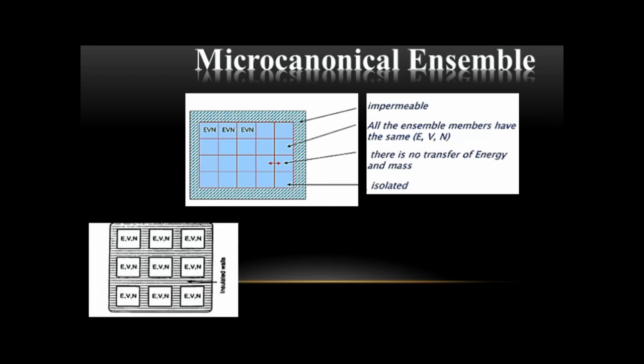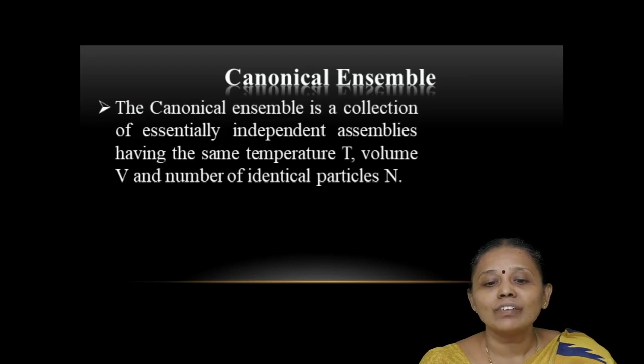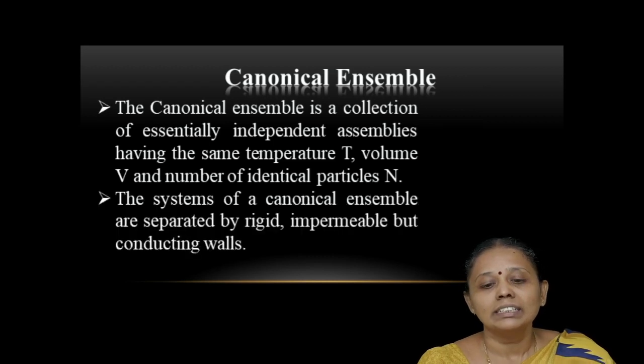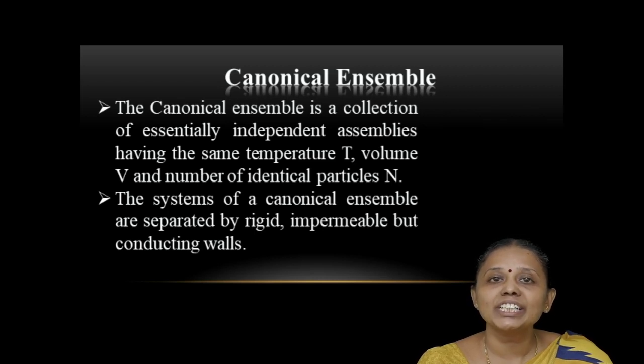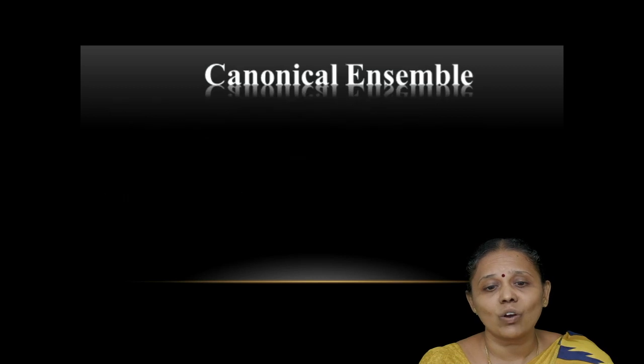Here is another pictorial representation of the microcanonical ensemble. Here the ensembles have the same volume, energy, and number of particles. Next comes the canonical ensemble. It is a collection of independent assemblies having the same temperature, volume, and number of particles. Here the ensembles are separated by rigid, impermeable, but diathermic walls. Diathermic walls are nothing but conducting walls.